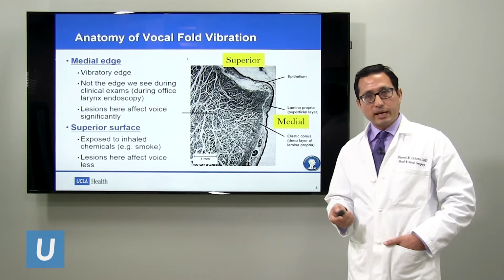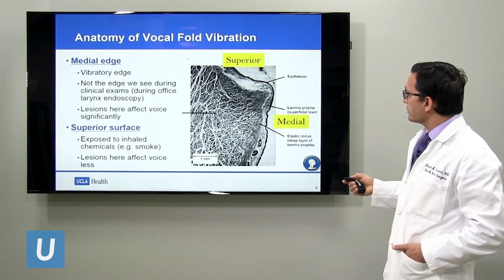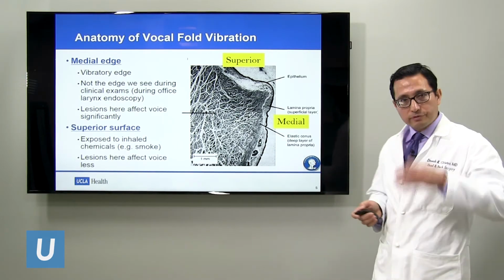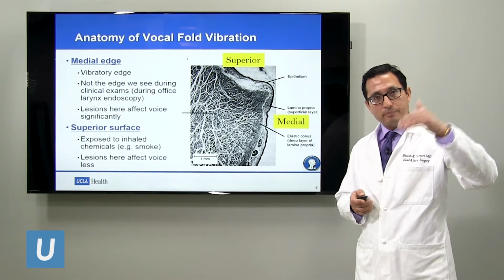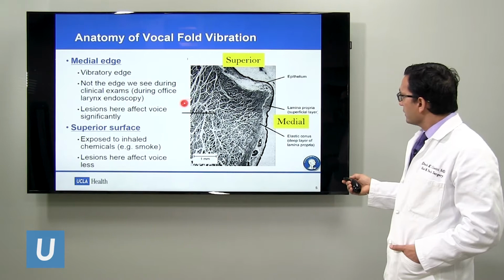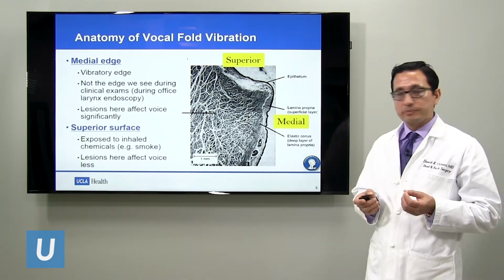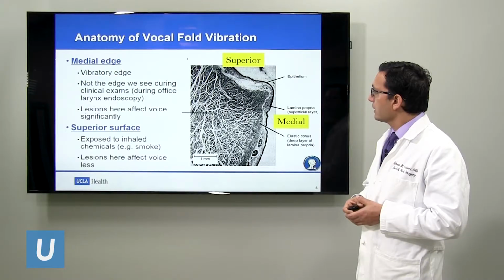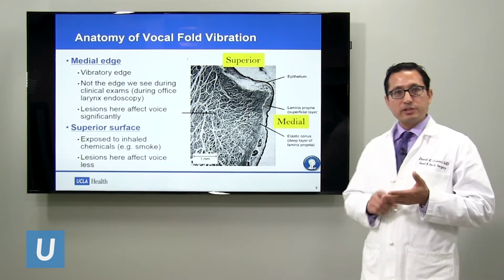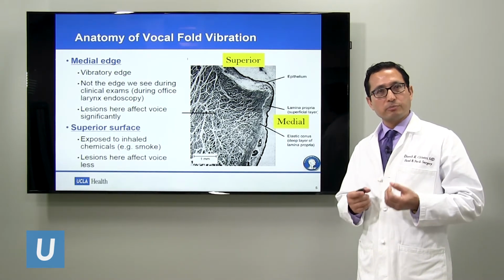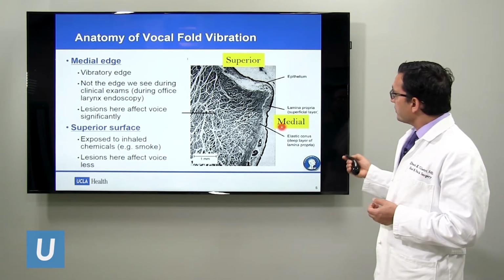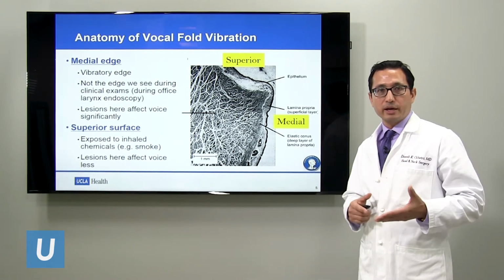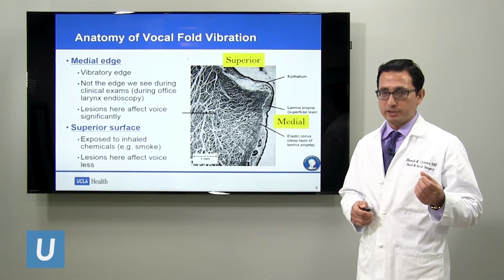So if you were to take that vocal fold and take a slice of it, what you would see is there is a section on the inside surface. This is called the medial surface. And then a surface that we see from the top, the superior surface. This medial surface is actually the vibratory edge. And this is not the edge we see during clinical exams, during office laryngeal endoscopy. But because this is the vibratory edge, lesions that grow on the surface create a lot of problems with voice. Whereas the superior surface is the surface that gets exposed to chemicals, for example, smoking, and we can have growths there, but lesions on that surface don't affect the voice as much.